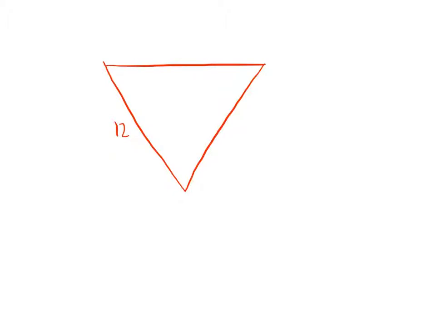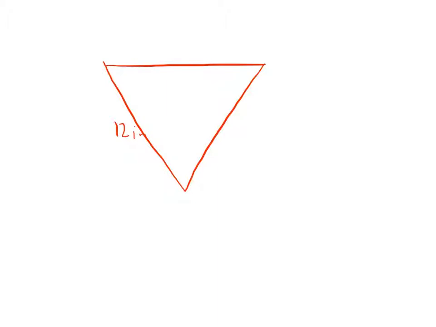Example 4. Here we have a traffic sign in the shape of an equilateral triangle that has sides 12 inches long. What is the area of the front of the sign?